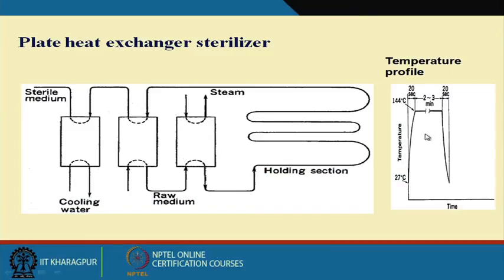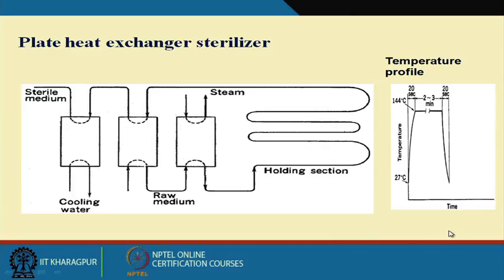Now, here I have given you the temperature profile. As you see, when your raw media is coming, it requires some time for partial heating, and then it is heated to 140 degrees centigrade. You require about 20 seconds for heating, then 2 to 3 minutes for holding, maintaining the temperature at 140 degrees centigrade, or here they have mentioned 144 degrees centigrade. Then 20 seconds for cooling. This goes here and then passes through the chiller. The time required for the whole thing is 20 seconds. So this is how medium sterilization is done in the industry.